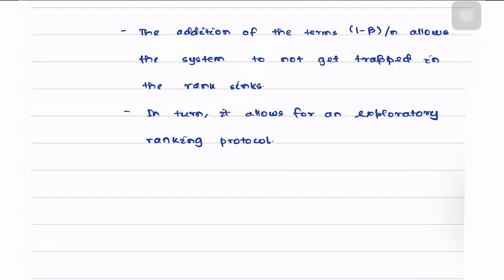This interpretation of the PageRank algorithm can also be explained using random walks on graphs by something that's known as the random surfer model. So let's quickly add a few comments about the random surfer model, the random surfer interpretation.